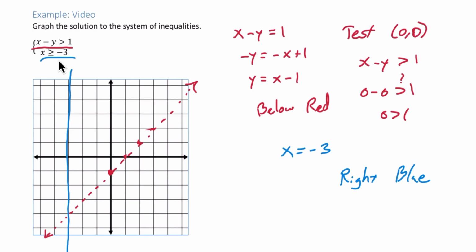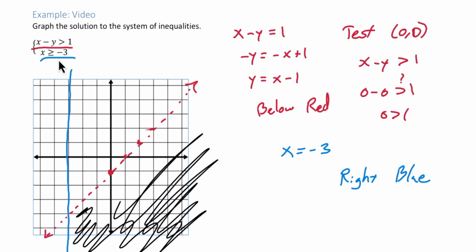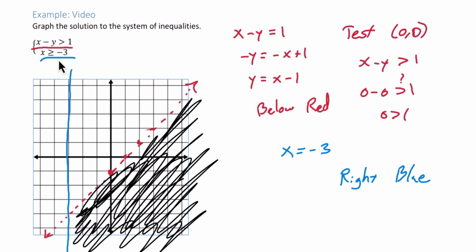So our answer needs to be below red and to the right of blue. Every point in this shaded region is below red and to the right of the blue. So every point in that region is a solution to this system of inequalities.